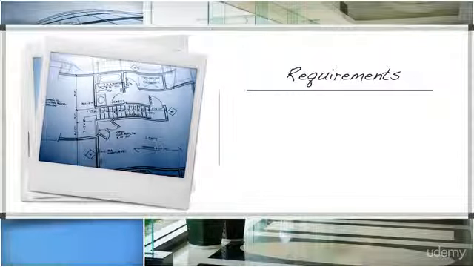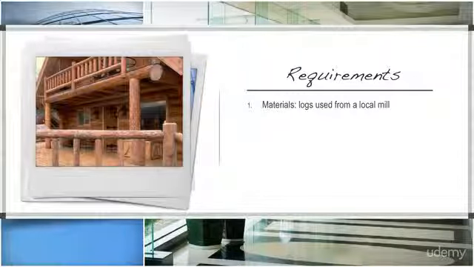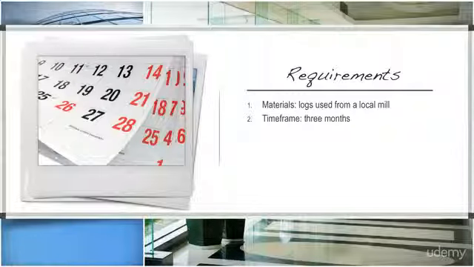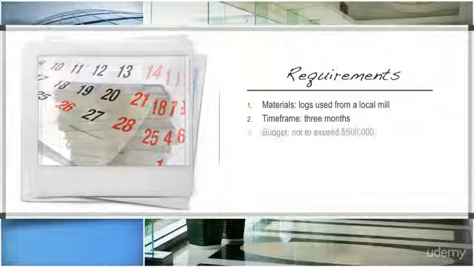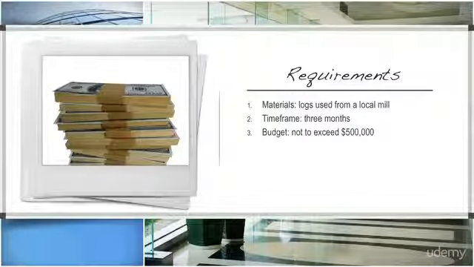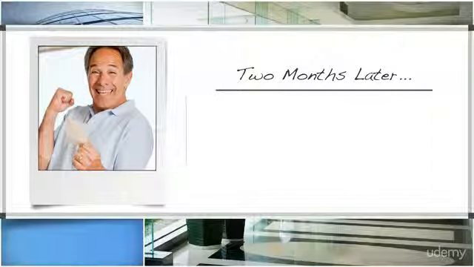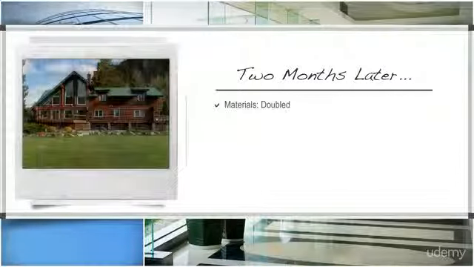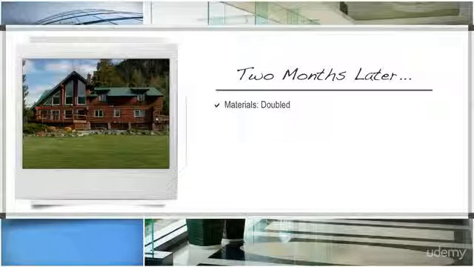Three major requirements are: the house is a log cabin design that will use logs from a local mill, the house must be built within 3 months to avoid winter weather, and the budget for the house cannot exceed $500,000. Two months into the project, the sponsor wins the lottery and wants to double the size of the house to 10,000 square feet and keep the same project timeframes. A change like this can have implications across the project.